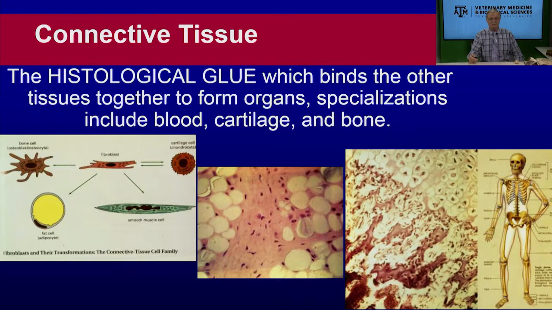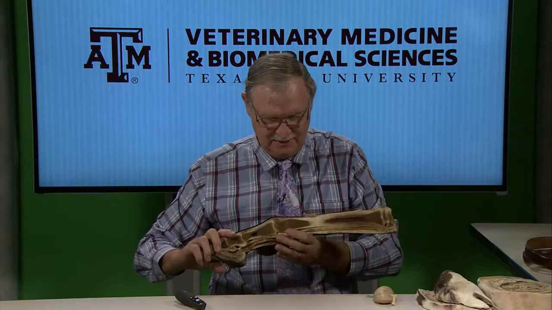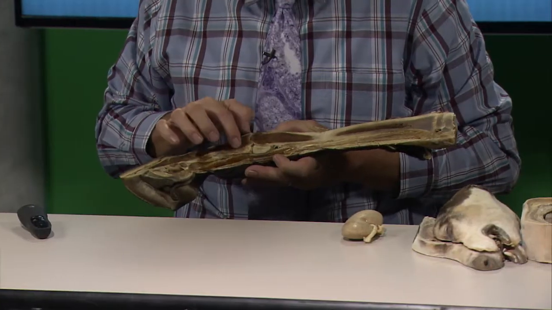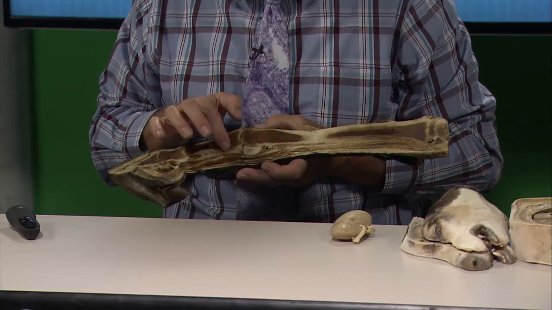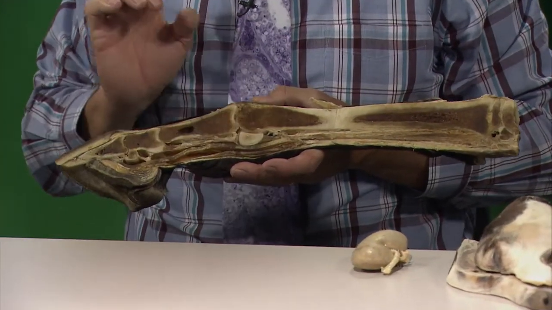Also the bone and bone marrow as well is connective tissue. Here we see the ligaments that attach different bones. And unfortunately, I didn't bring that one today, but I did bring this horse's lower leg. And we can see right here where the ligaments attach to this bone that we see right here.